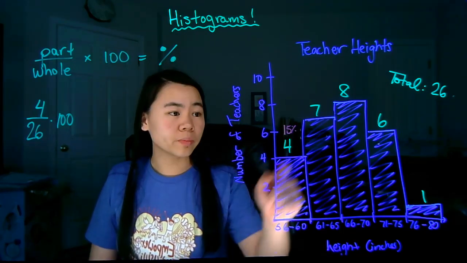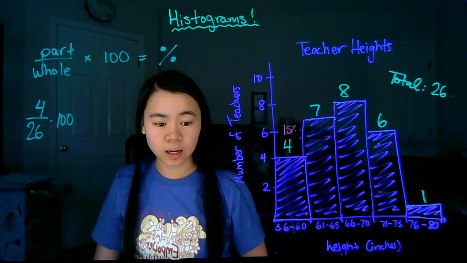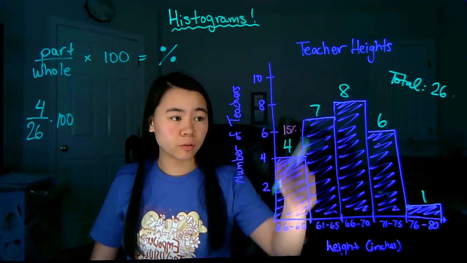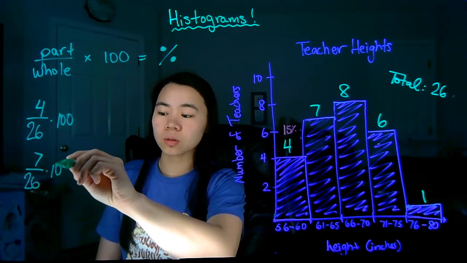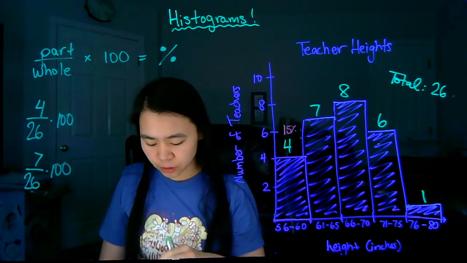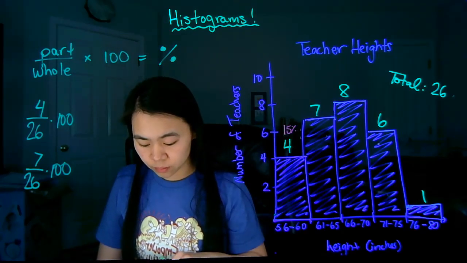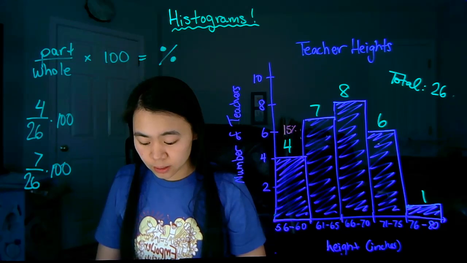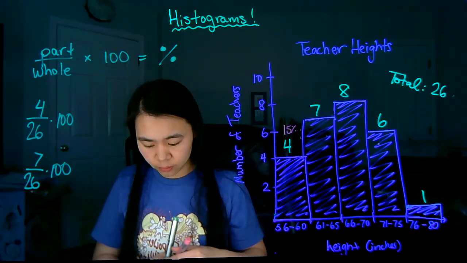Okay, next one. Let's figure out what percentage is between 61 and 65. So we're going to do our frequency 7. Our part is 7 out of 26 times 100. That's what you would type into your calculator in Desmos. I got 26.9. We're going to round up to 27.